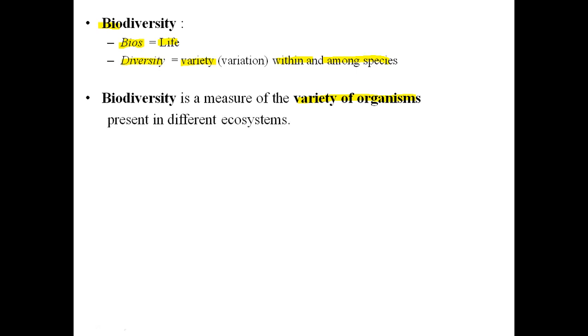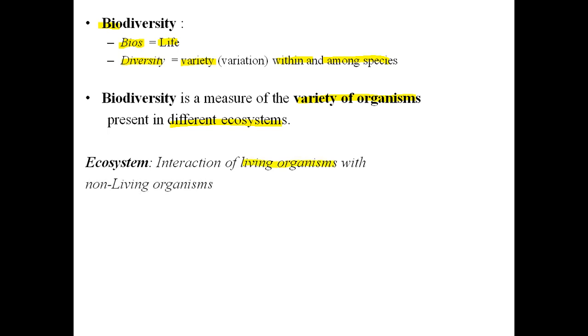Generally, an area, city, region or country shows an ecosystem. So the variety of organisms will be present in different ecosystems. What is an ecosystem? An ecosystem is the interaction of living organisms with non-living organisms.